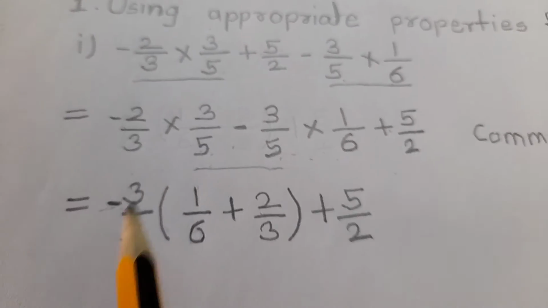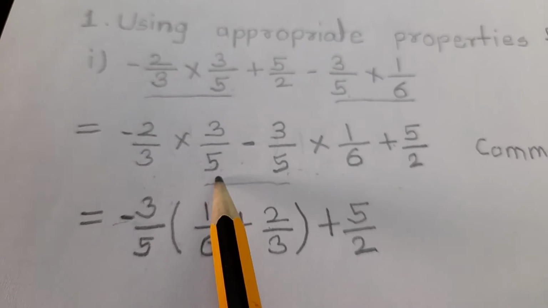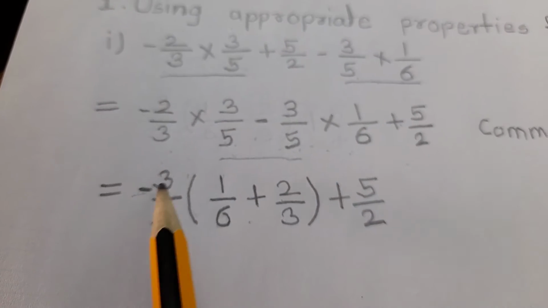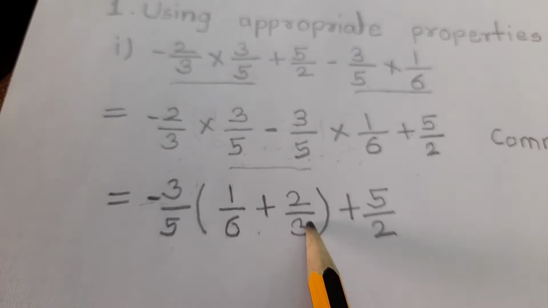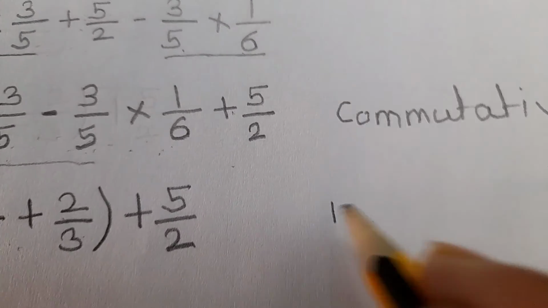Which rule did we apply here? Yes, it is distributivity. It is ab minus ac, but we have taken the minus sign common. Therefore, a in bracket b plus c. It is distributivity.